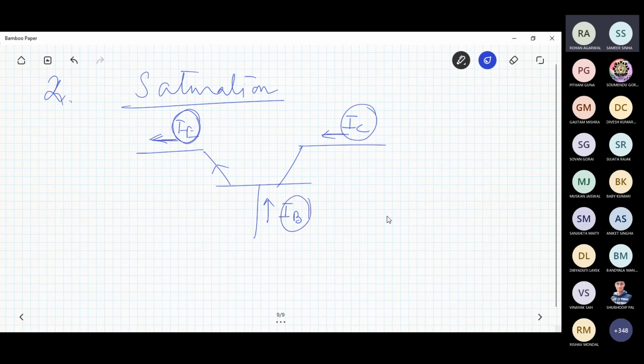Now you look at the direction. If it is negative, that means this terminal will be positive, this terminal will be positive. Now come here. You have to generate the current from here, so this will be positive and this will be negative.